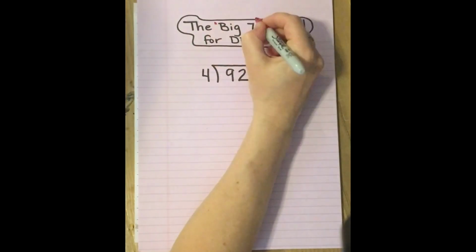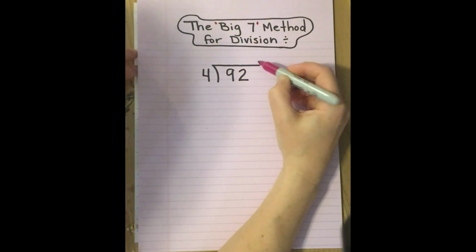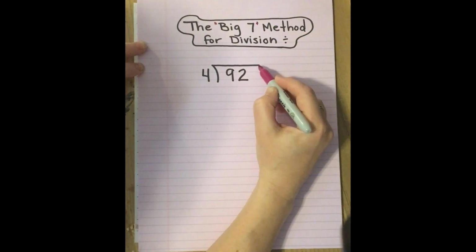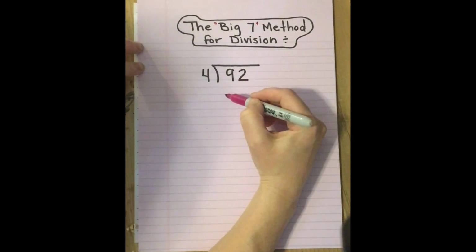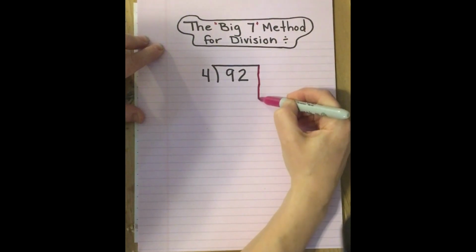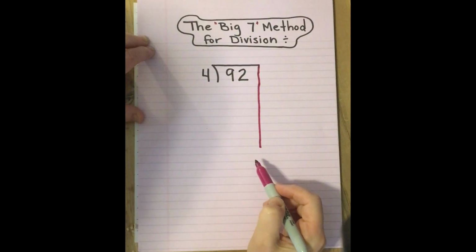So the basic setup is pretty much the same as we would normally see it, except with this method, I'm going to bring down a line along the side here, and now you can see why it's called the Big 7, because this bracket looks like a Big 7. Some people even call this method the fishhook method because it kind of looks like a big fish hook too.